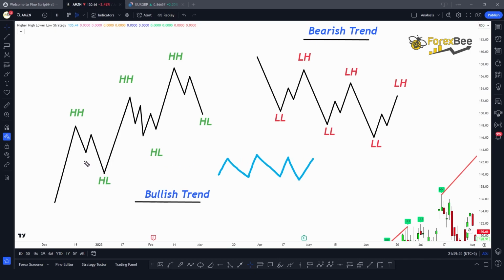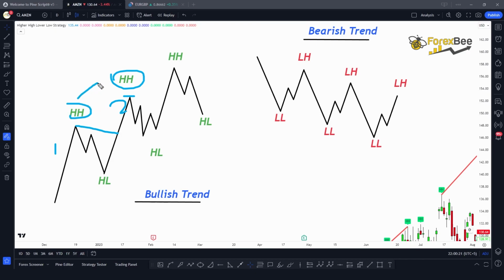So to detect a bullish trend, first we have to look for the formation of higher highs and higher lows, as we can see here. A higher high is basically the formation of a high on the swing. For example, here we can see this is the first swing and this is the second swing. In this second swing, the high of this swing is above the high of this previous swing.